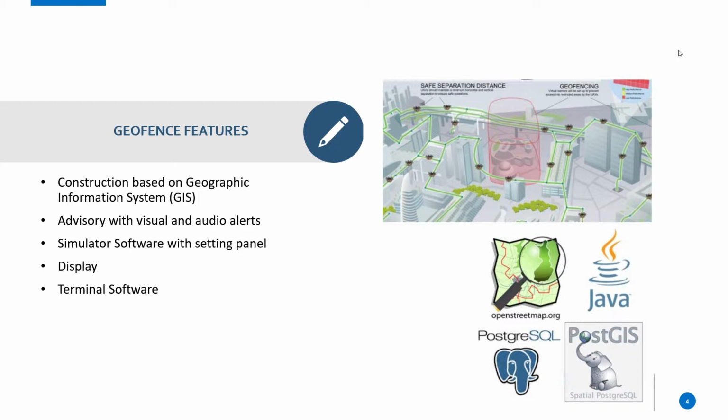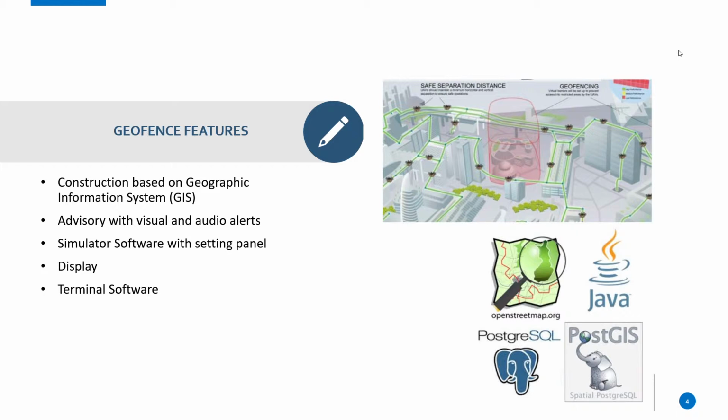I'm going to introduce you to the features of the Geofence software. So firstly, we construct the whole software based on the geographic information system, GIS. The data was exported from OpenStreetMap, and with the help of PostgreSQL and PostGIS, we're able to calculate the distance, the bearing, and also the Boolean relations between objects and the UAVs. That's how we make the no-fly zone possible in the software.